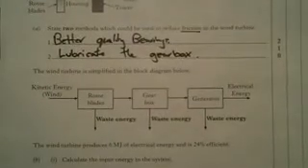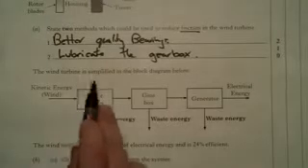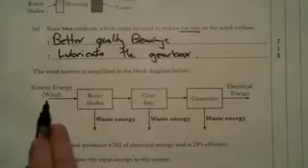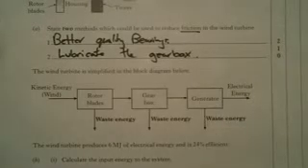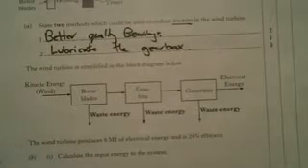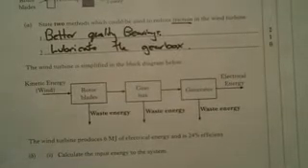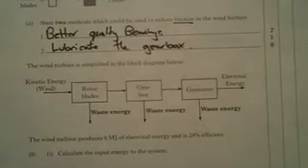Okay, moving on, we've got an efficiency table. It says the wind turbine is simplified in the block diagram below. Here's the wind energy going into the rotor blades and the electrical energy coming out of the generator. It says the wind turbine produces 6 megajoules of electrical energy, but is only 24% efficient. So we're losing quite a bit.